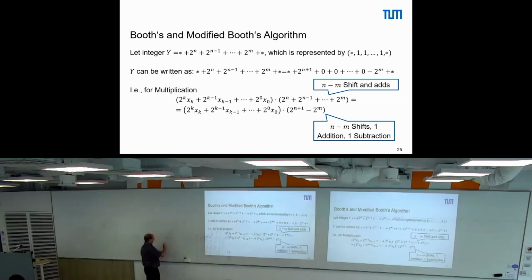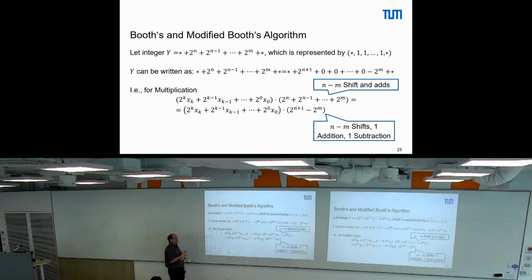minus 1. 0, 1 represents a plus 1. 0, 0 represents a 0. 1, 1 represents a 0. So, this here would become minus 1. This here would become plus 1 times 2 to the power of 2. This here becomes minus 1 times 2 to the power of 3. This here becomes 0 times 2 to the power of 4. This here becomes 0 times 2 to the power of 5. This here becomes plus 1 times 2 to the power of 6.